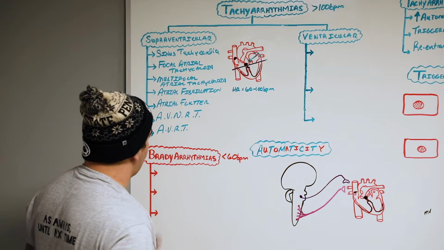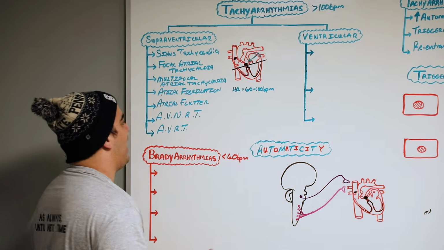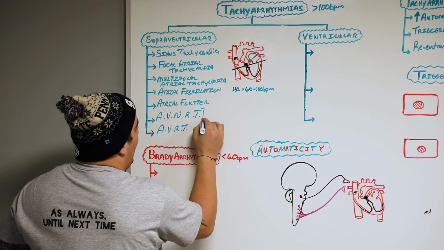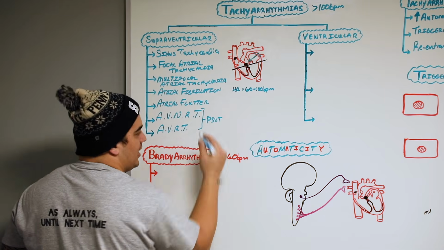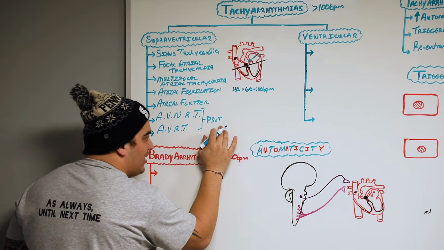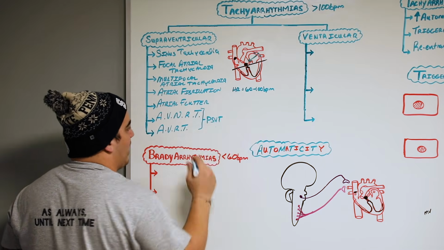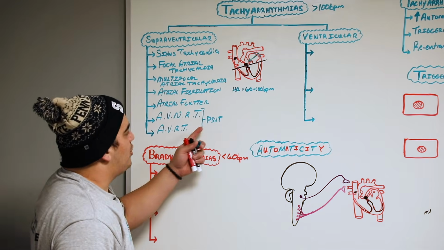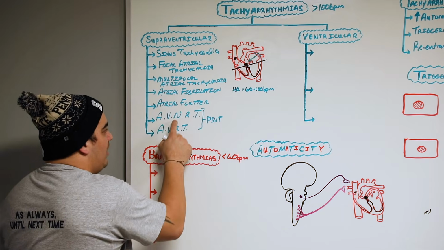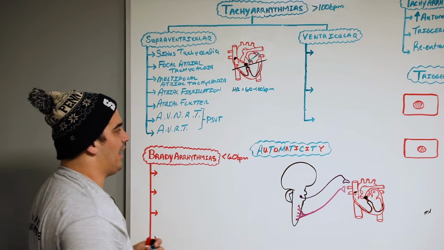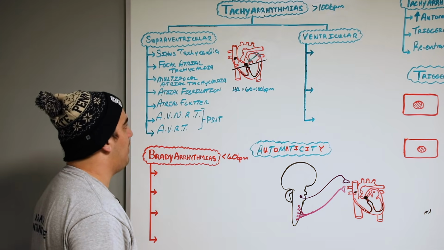Important to remember, you'll hear this term thrown around a lot called SVT or PSVT. PSVT, also known as paroxysmal supraventricular tachycardia, is a special name that we give AVNRT, AVRT, and sometimes even focal atrial tachycardia. But these are the two primary ones.